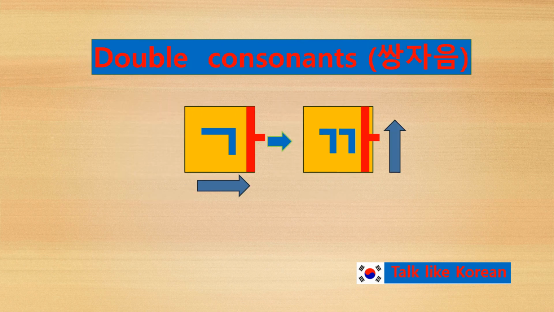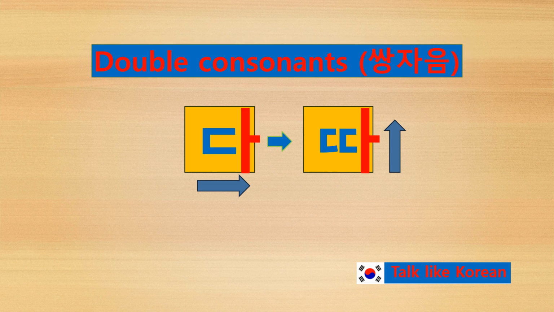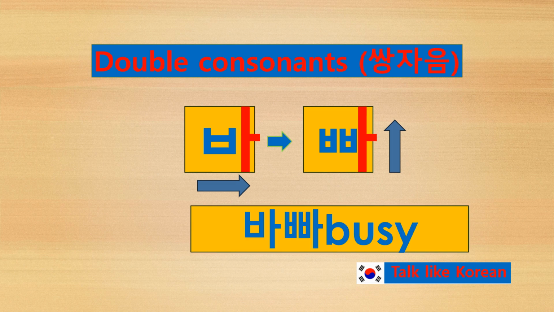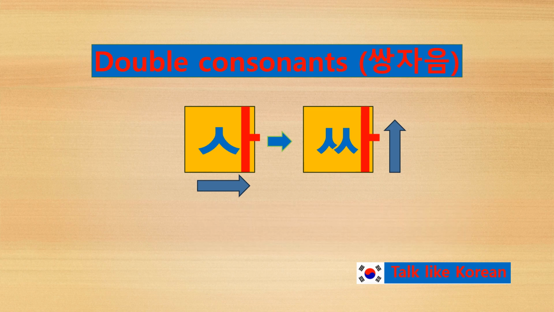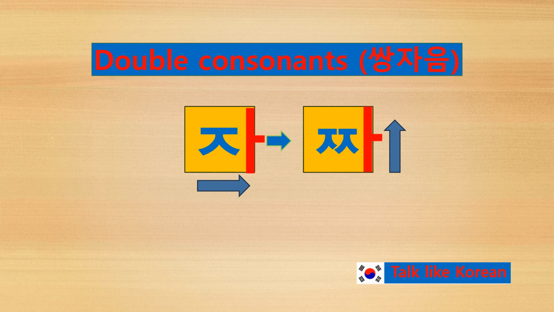So double consonant, ka, ta, pa. So instead of saying papa without knowing the meaning, you could say pa, pa, busy, okay? And then sa, high pitch. And then cha, ja, rising, high pitch.